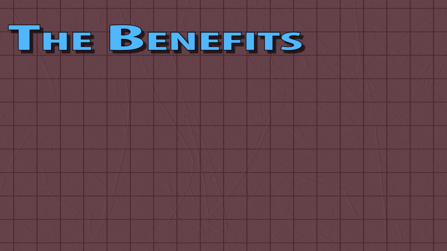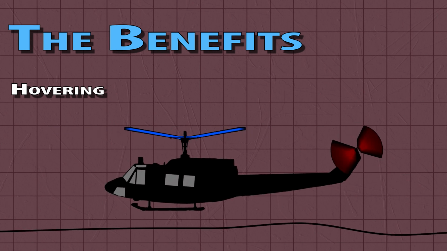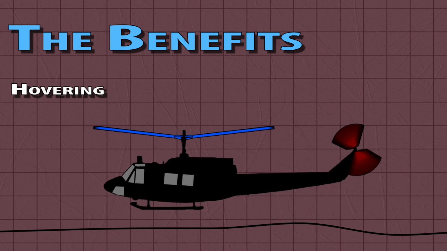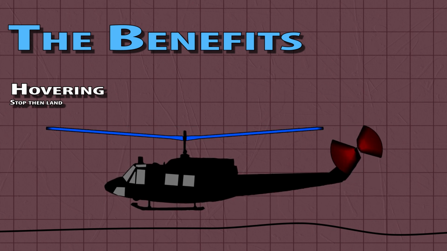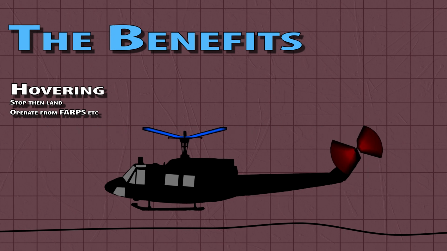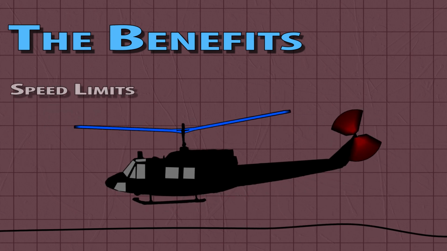Well, a helicopter can do things fixed wings can't do, or can't do for very long. Hovering. If the conditions allow for hovering, a helicopter can basically hover until it runs out of fuel. This gives way to a huge safety bonus, being able to stop and then land. Not only does this make landing safer, but it means the humble Helo can operate from very austere FARPs and FOBs.